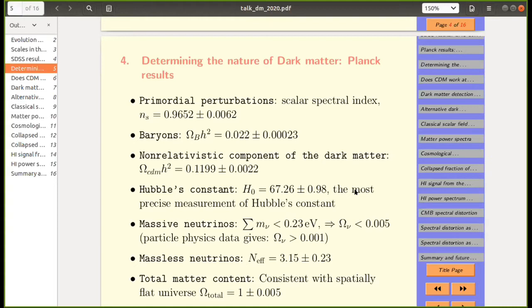But what is more important for us here is the non-relativistic component of dark matter. The lesson here is you cannot play around with theory of dark matter if you are dealing with scales larger than around 0.1, because that will violate this observation. But you can play around with it if you're dealing with scales smaller than that.